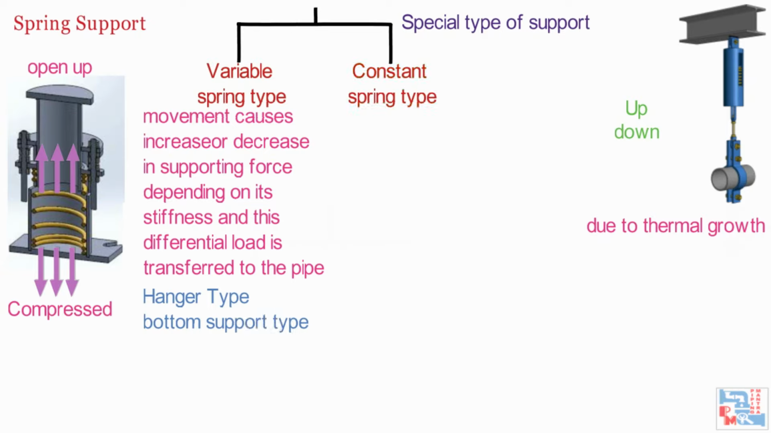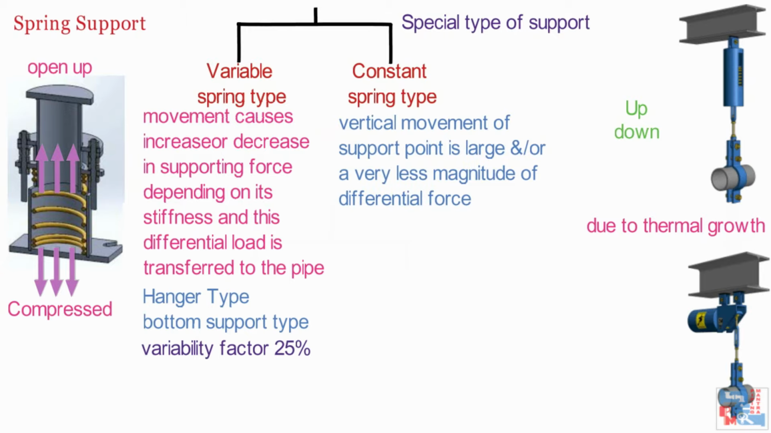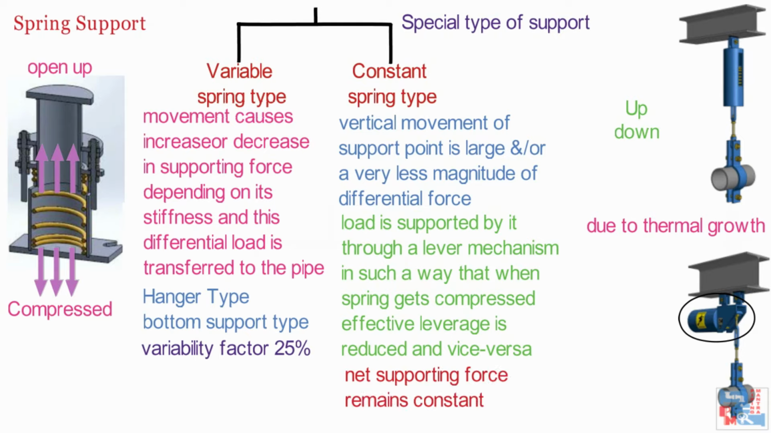Next comes constant spring supports. In variable spring support, the variability factor is generally maintained within 25%. When the vertical movement of the support point is large and/or a very small magnitude of differential force from cold to hot condition is permissible, then a constant type of support is used. This is also basically a spring support, but the load is supported by it through a lever mechanism in such a way that when the spring gets compressed, effective leverage is reduced and vice versa, so that the net supporting force remains constant, that is, without any load fluctuation. Like variable spring supports, these are also available as hanger type and bottom support types.